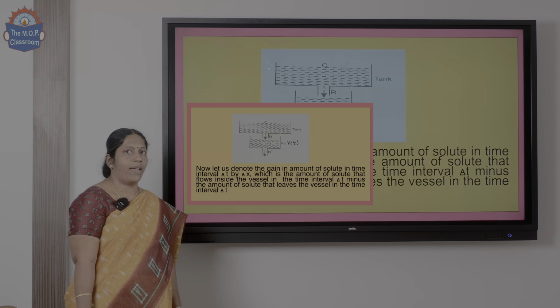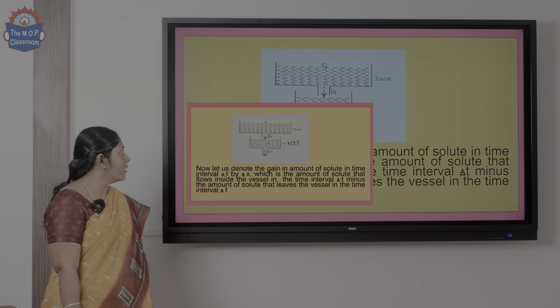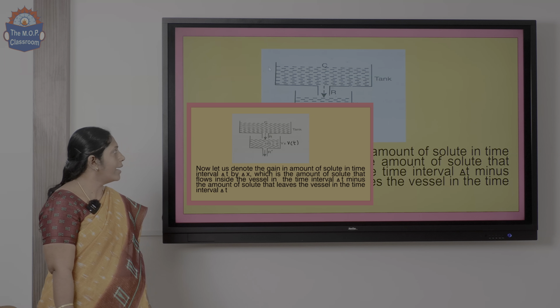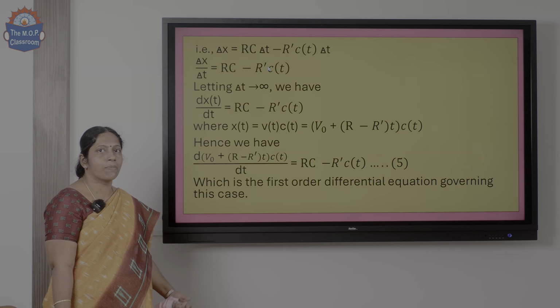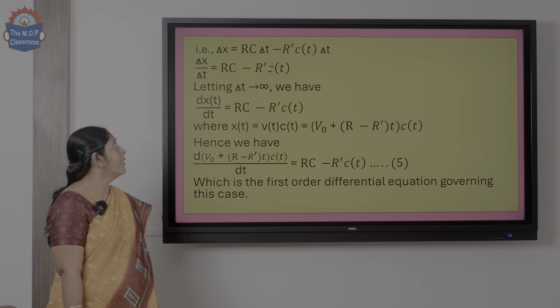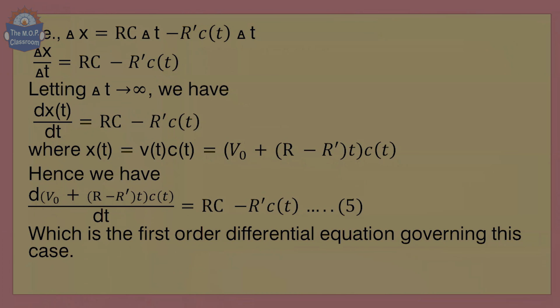So, this situation is shown diagrammatically in this slide, and let us denote the gain in amount of solute in the vessel at any time interval delta t to be delta x. Now, applying the principle of continuity to this particular case, we arrive at the expression delta x is equal to RC into delta t minus R dash C of t into delta t, which is the expression governing this particular case, where delta x in the left hand side denotes the gain in amount, and the expression in the right hand side denotes the excess of amount that has entered the vessel in the time interval delta t.